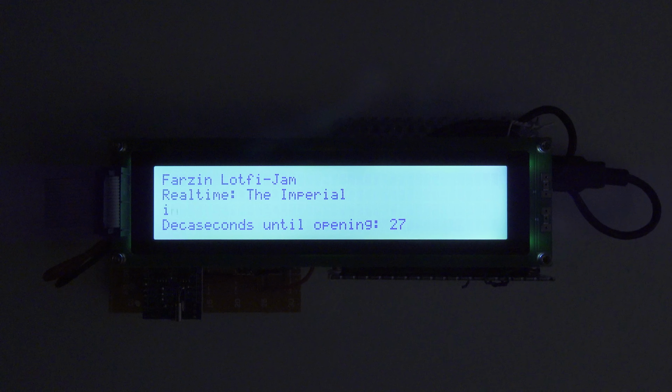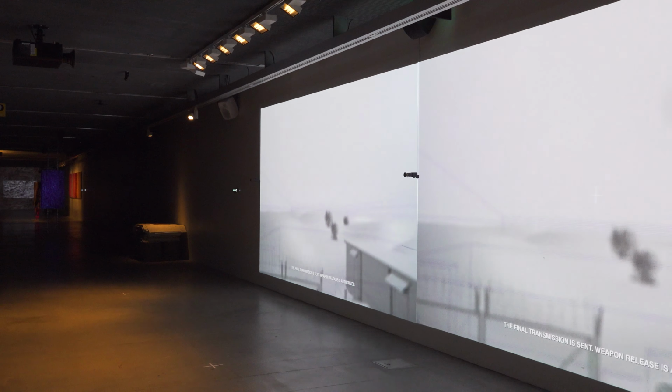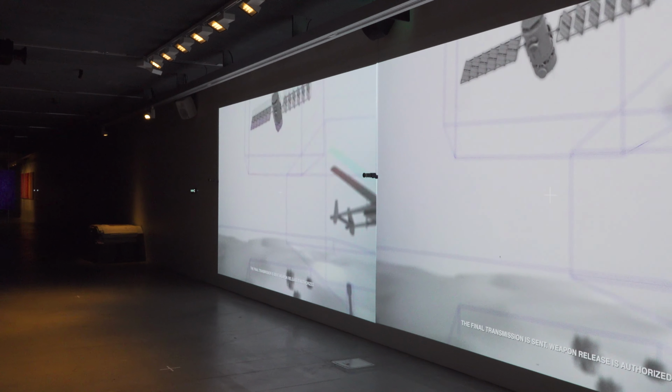One of the other key contributors on the theme of real time is Farzan Lotfijam's work, which looks at the imperial structures of the concept of real time. Its origins in military war games in the Middle East, and then how that technology has been used in everyday surveillance.